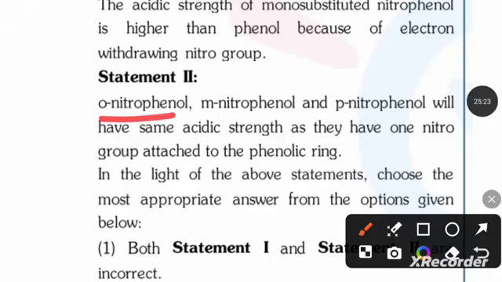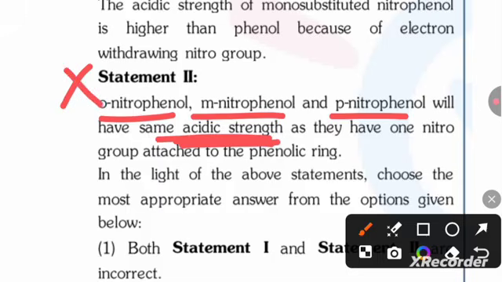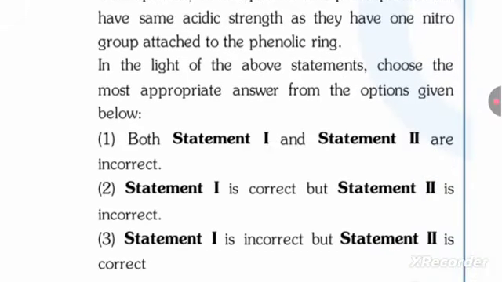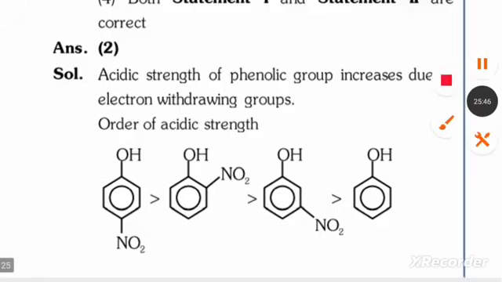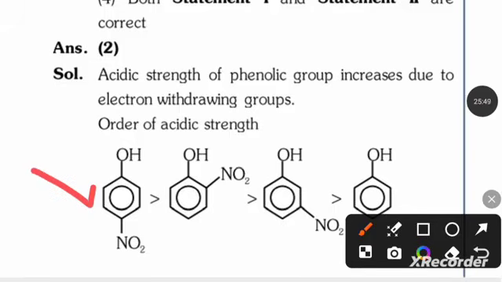Let us go to statement 2. Orthonitrophenol, metanitrophenol and paranitrophenol will have the same acidic strength. No, they cannot have the same acidic strength, because para has more acidic strength than ortho, then meta. So statement 2 is the incorrect one. Statement 1 is correct and statement 2 is incorrect. Let us see the order of acidic strength. You can find para nitrophenol has more acidic strength compared to ortho and meta, and phenol has low acidic strength.